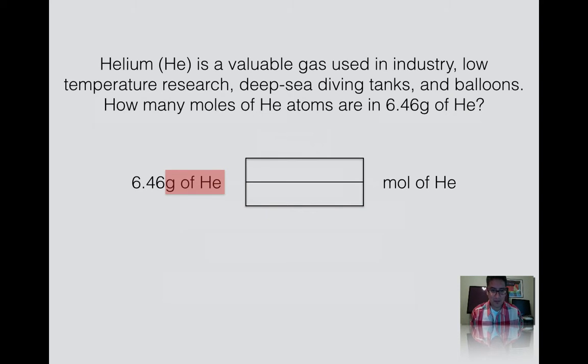Well, I want to see first that I have grams, and that's the unit that I want to get rid of. That's the unit that's going to end up canceling out. So I want that unit to be in the denominator position. As you can see here, they'll eventually cancel out mathematically. And in the numerator position, I want the desired unit. If you go back to the question, it says how many moles. So that's what I want. I want to find out moles and how it relates to grams of helium.